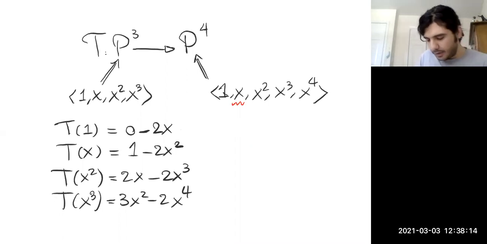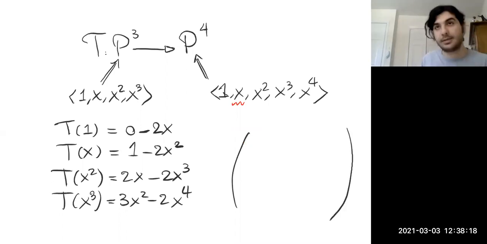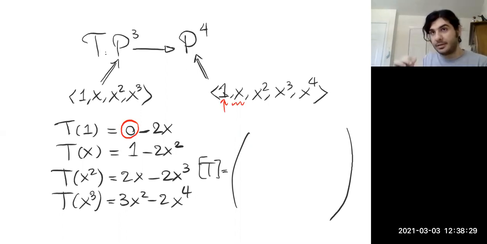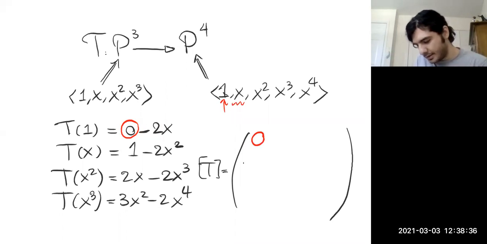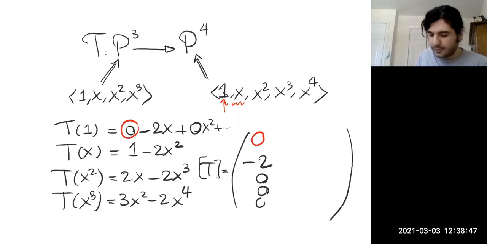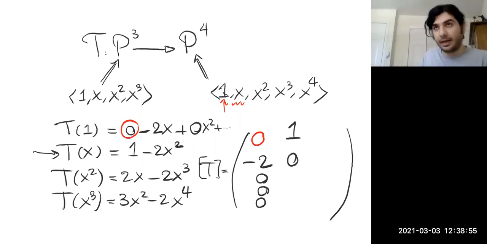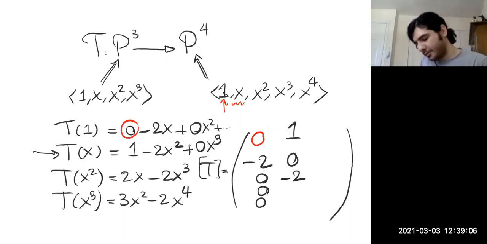So if I want to see what this matrix is, this is how it is made. Here I have 0 times 1, the first element of the basis of the codomain, and minus 2 times the second element of the basis, plus 0 x squared plus 0 x cubed plus 0 x to the 4. So the rest are 0. Look at the second one. I have 1 times 1 plus 0 times x. There is no x, so it's 0 times x, plus minus 2 times x squared. And then there is no x cubed, so there is 0 times x cubed, etc.